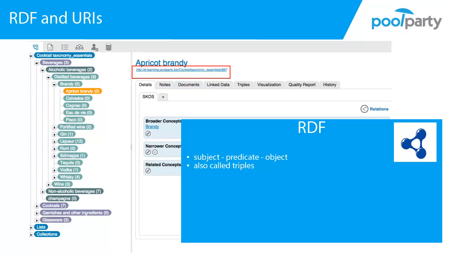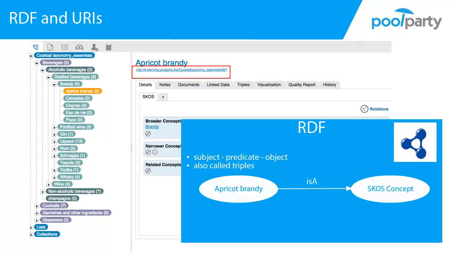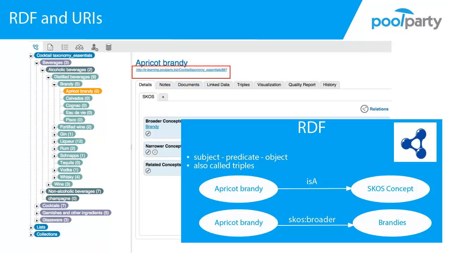Apricot brandy is a triple as it is a SKOS concept. The concept apricot brandy is annotated with the metadata SKOS concept by the system. So every concept you create will be described by several triples in a database. And when you start building relations, these become additional triples. Here is an example. Apricot brandy is part of brandies.